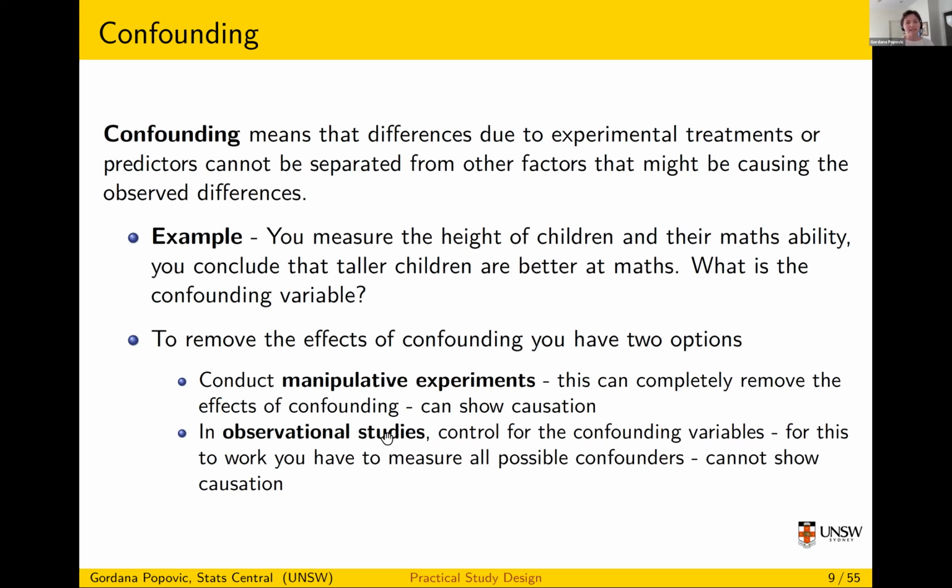In observational studies, which means that you collect data, but you don't do it in a manipulative manner, you don't say this person's in this group and this person's in that group, you can also control for confounding variables in the analysis. Now, for this to work, you have to measure all the possible confounders. So you have to know what they might be and then measure them in order to control for them. So this never works 100%, and we never know that we've measured all the possible confounders, and that's why you can't show causation from observational studies.